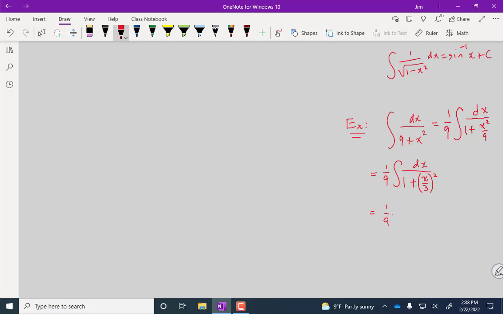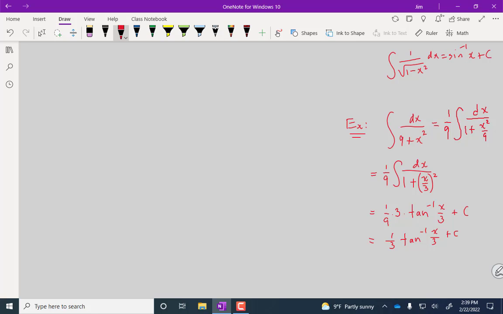This is 1/9. Leave a space for the reverse chain rule. That's going to be inverse tangent of x thirds plus c. What's the derivative of the quantity in parentheses here? The derivative is 1/3, so we divide by 1/3, which means multiply by 3, and that gives us our answer. If you know your basic inverse trig integral, you can always force a 1 there, and then you just use your basic formula and reverse chain rule.